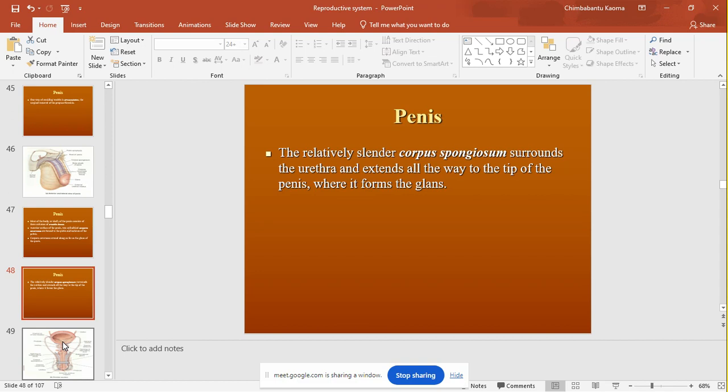So apart from the corpora cavernosa, we also have the relatively slender corpus spongiosum. The corpus spongiosum is, you could say, on the posterior surface of the penis, and it is the erectile tissue which surrounds the urethra.